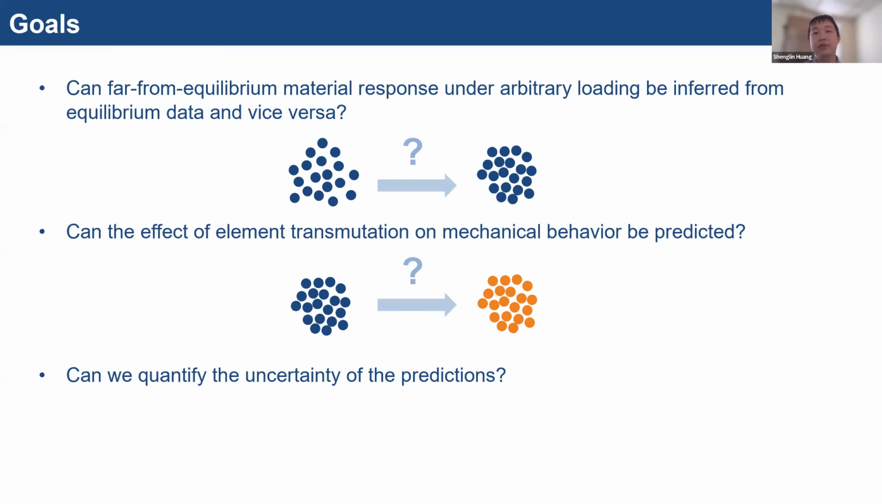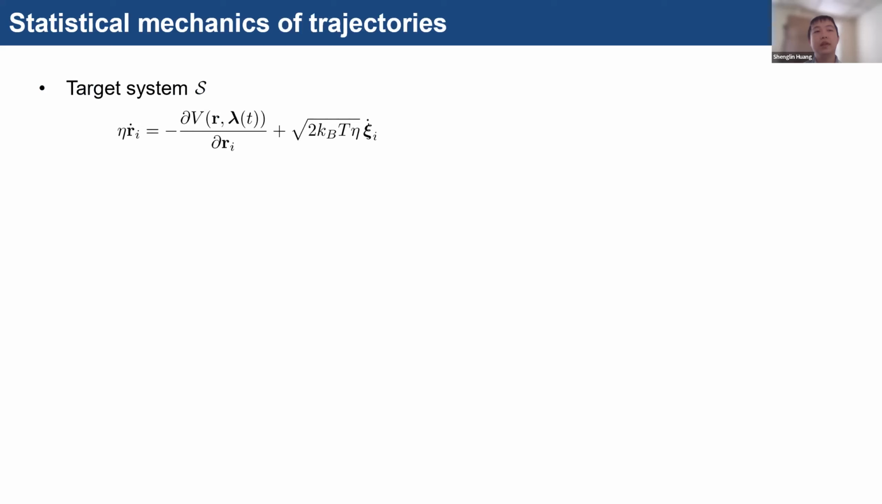The answer is yes for all of them, as long as the system can be written by a stochastic differential equation. So here, the system we're interested in is written by the overdamped Langevin dynamics. The target system, we call it S, is described by the potential V of the system. Here, lambda is the external protocol, or to put it more simply, it's just the displacement boundary condition. And this psi is the Gaussian noise, the white noise.